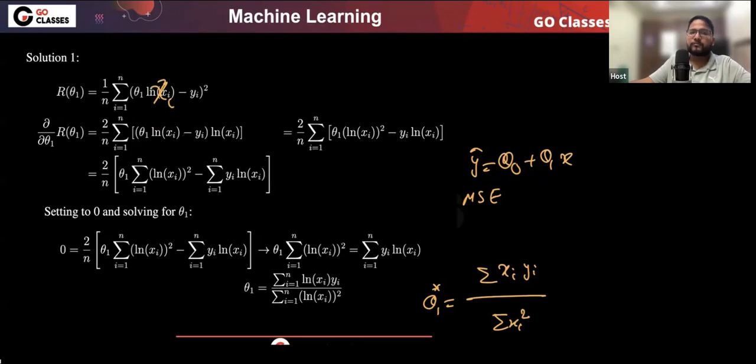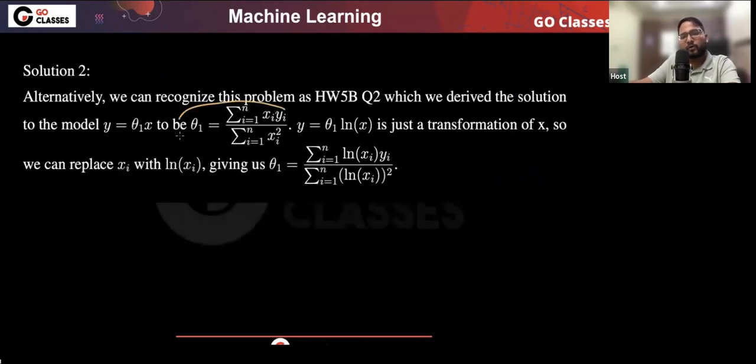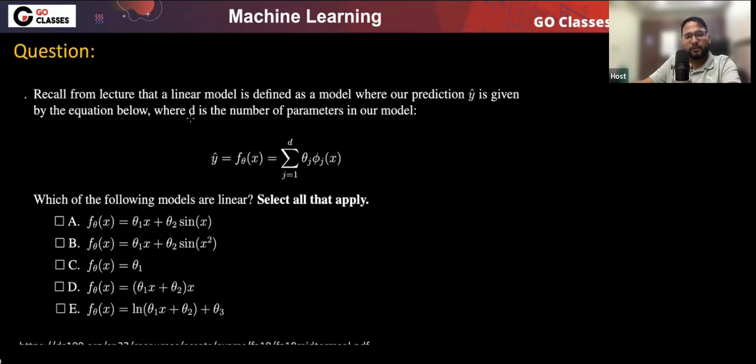Nothing much. So it is solution one. In solution two, they are saying that we already know this, we have solved this earlier. So instead of x, you can put ln x directly. That's all they are saying. Anyway, that's fine. So is this okay to everyone? This question, right? Now let's move to the next question.